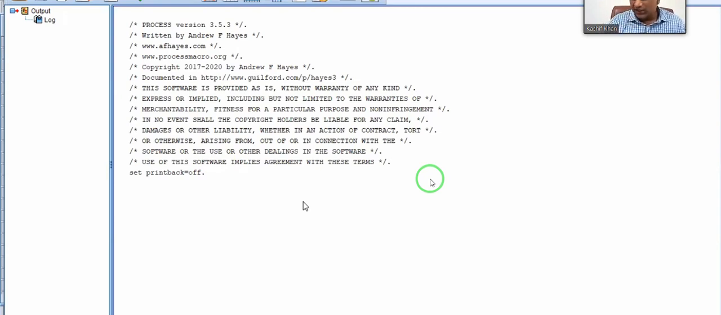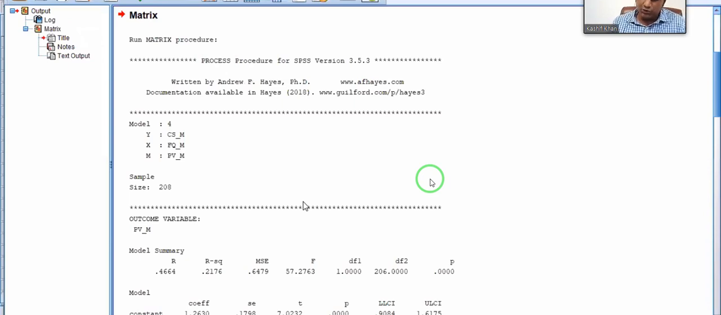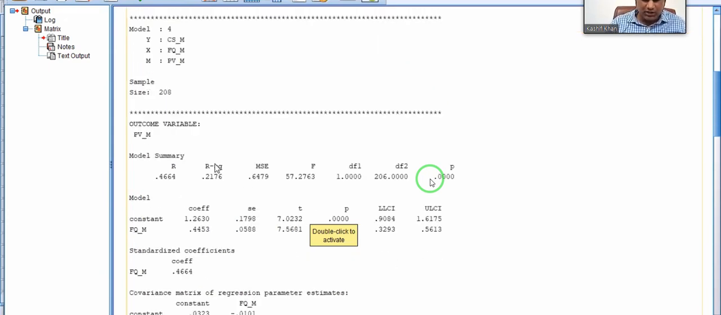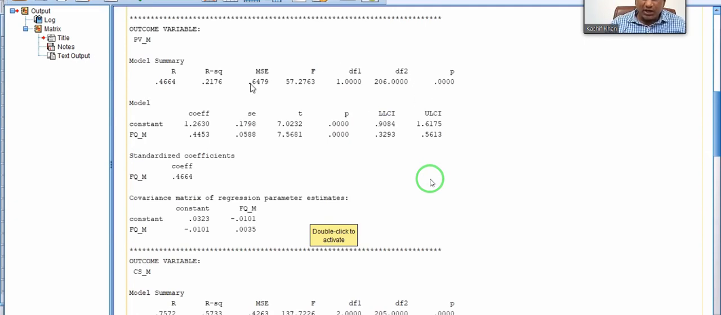You have to tell PROCESS which type of model you're running. It has a number, and I'll be showing the sheet that shows which type of model, what number of model you have to select. I have a whole PDF available, and I'll show you in a while. Again, going back here, the model summary is right here.